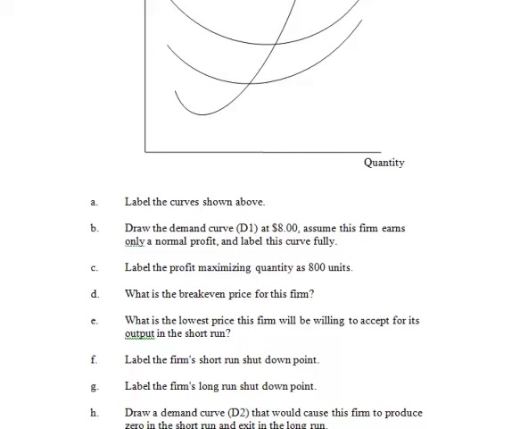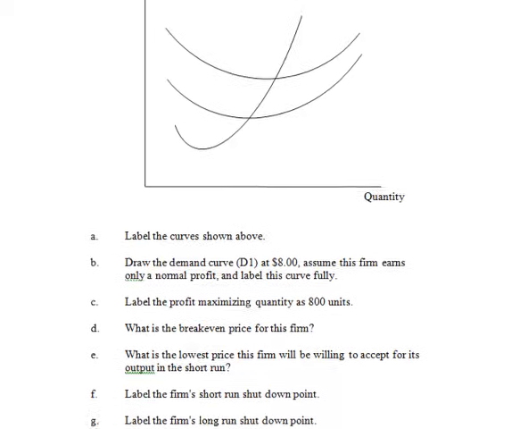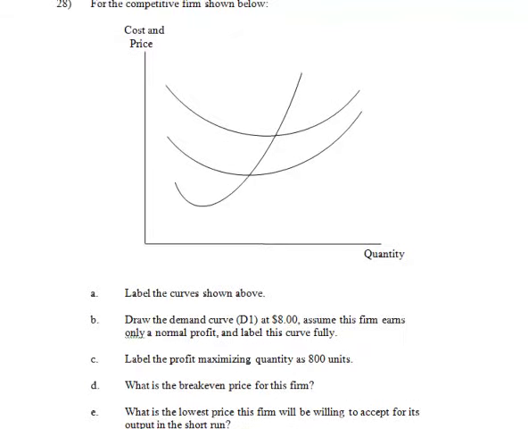that will cause this firm to produce 0 in the short run and exit in the long run. Ooh, that's a pretty tough one. Draw a demand curve that will cause this firm to produce 0 in the short run and exit in the long run. So you're being asked to add a horizontal demand curve, another one, to this graph. And this one would cause the firm to produce 0 in the short run and exit in the long run. Where should you be placing that demand curve?